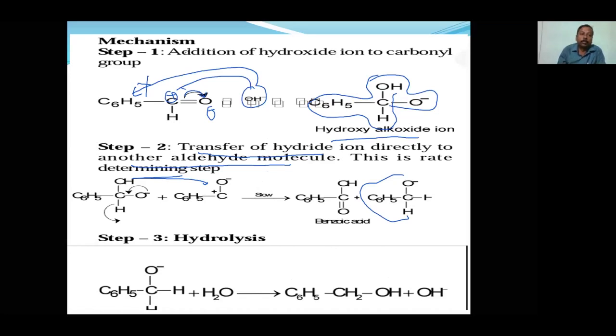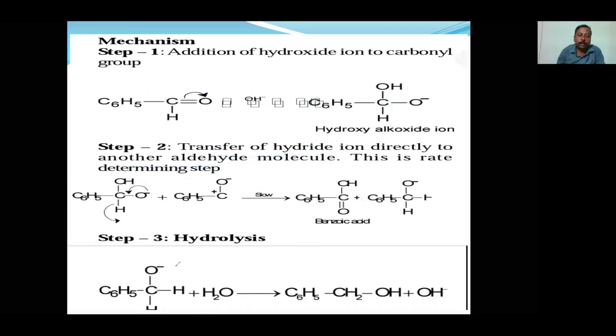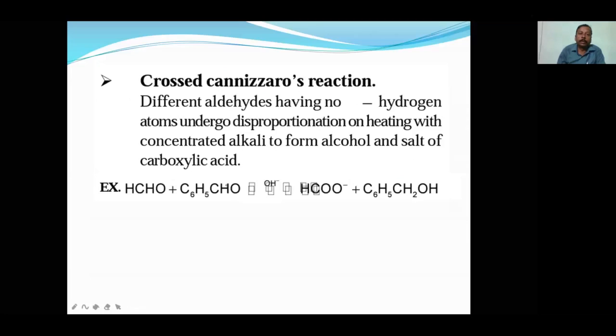Okay, now let's move on to the next slide. Crossed Cannizzaro. What was crossed aldol? Aldol condensation between two different aldehydes. Here also, same: crossed Cannizzaro is the Cannizzaro reaction between two different aldehydes. So here, see, one is benzaldehyde. What is its name? Benzaldehyde. Another will be a simple aldehyde.